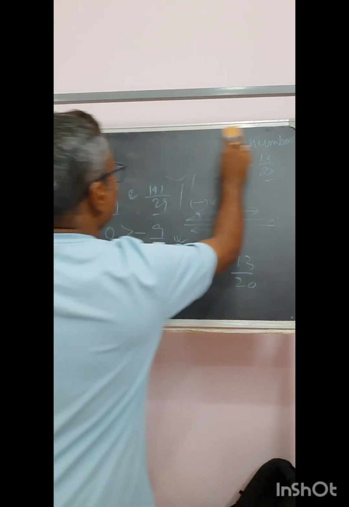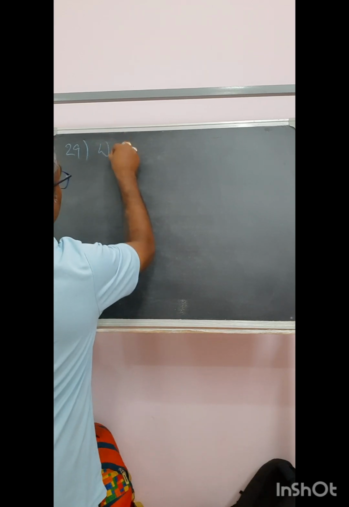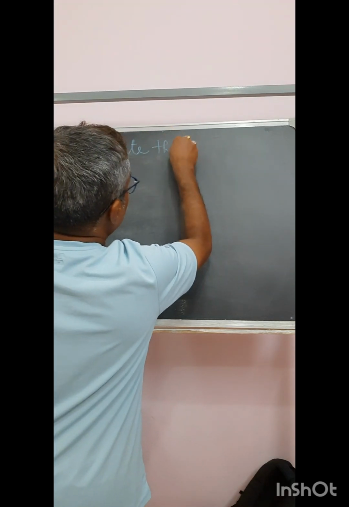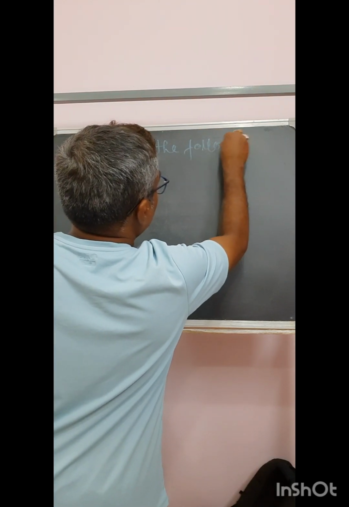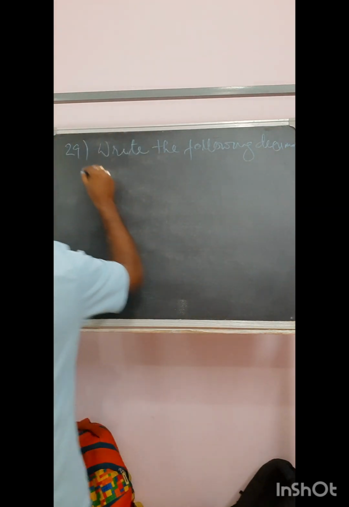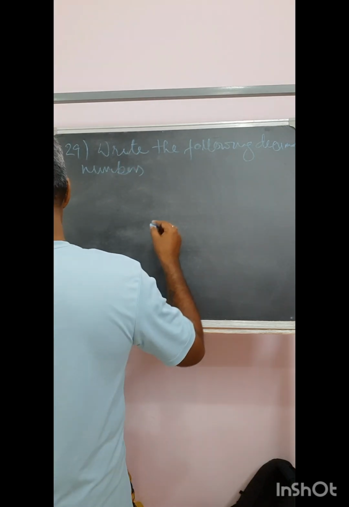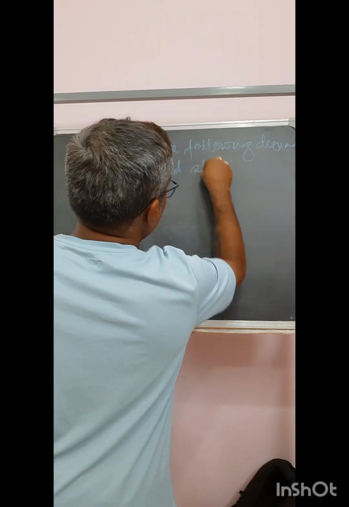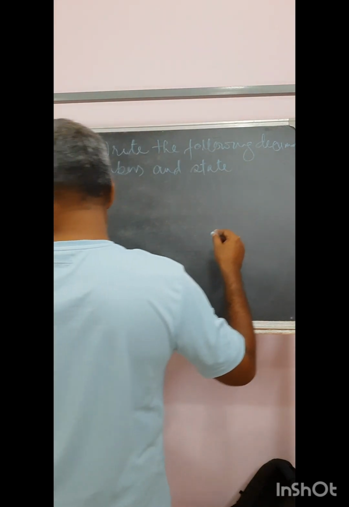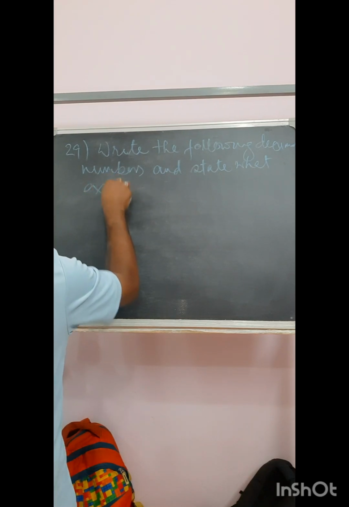Okay, so next comes 29. It says write the following decimal numbers and state what expansion it is.